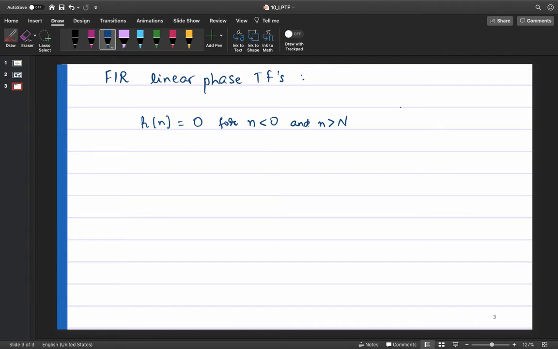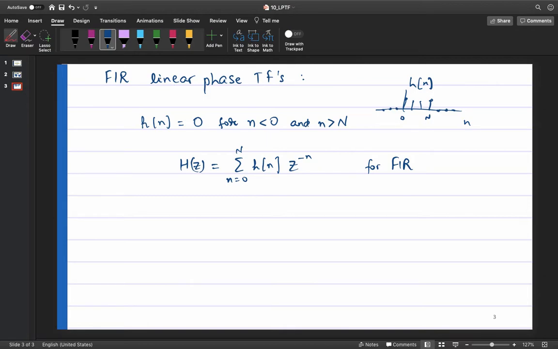So basically my h[n] is there for only a finite number of samples up to capital N, and everywhere else it is 0. This is my h[n], this is my n. This is a finite impulse response. So what is the H(z) for this? H(z) will be equal to the summation of h[n] z to the power minus n, where n can only go from 0 to capital N, right? This is for an FIR filter, finite impulse response filter.